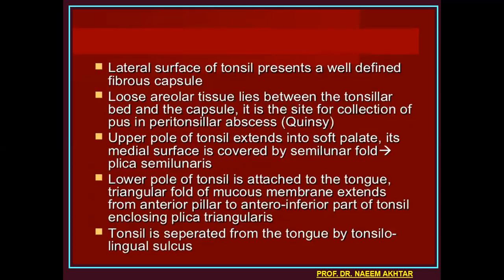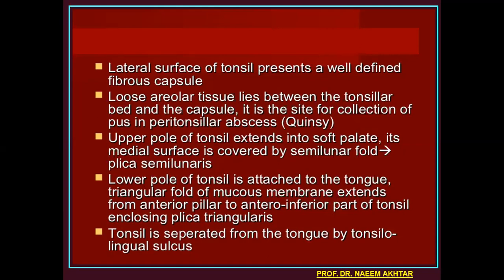Lateral surface of the tonsil presents a well-defined fibrous capsule. Loose areolar tissue lies between the tonsillar bed and the capsule. It is the site for collection of pus in the peritonsillar abscess. Upper pole of the tonsil extends into the soft palate. Its medial surface is covered by a semilunar fold known as plica semilunaris. Lower pole of the tonsil is attached to the tongue.